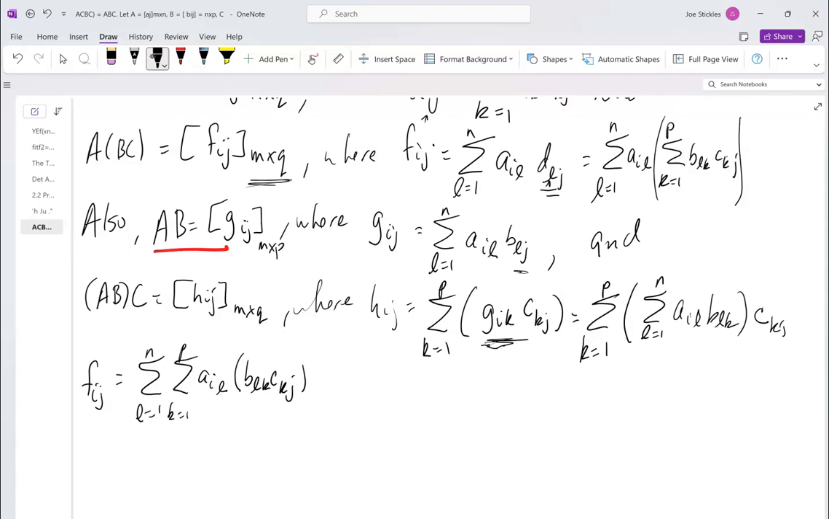What would it look like on the other one? Going the other direction. Got to distribute this in here. So I got a double sum, don't I? The outer one's going to be the K from 1 to P. The inner one will be the L is 1 to N. And then on the inside, we'll have A sub IL, B sub LK, C sub KJ, right?